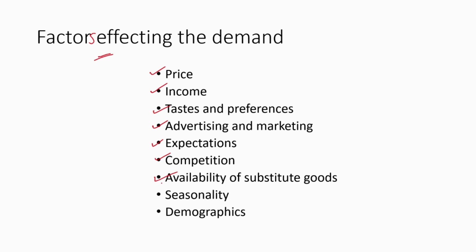Availability of substitute goods. The availability of substitute goods can also impact demand. If there are many substitute goods available, the demand for a product is likely to be more sensitive to changes in price. Seasonality. The demand for certain products or services can also be affected by seasonality. For example, the demand for winter clothing and products such as snow shovels increases during the winter months, while the demand for air conditioning and fans increases during the summer months.